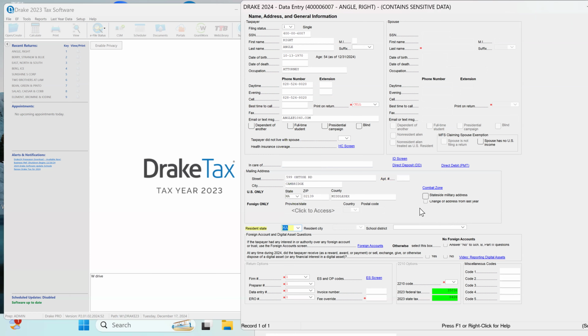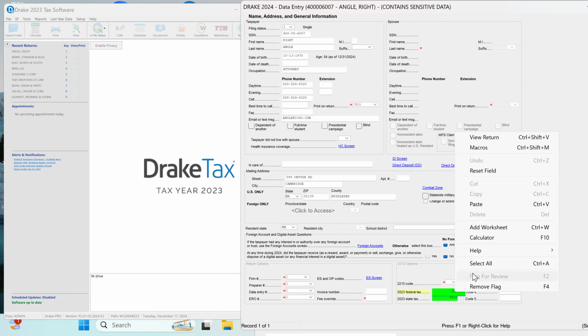Well, in this 2024 software, the state is not ready for us to practice, but we still put it in. Now, the information says they don't have a foreign account. If they do, you need to double click in here and put it in. And then they don't have a digital asset. Now, this is what they owe tax for the last year.